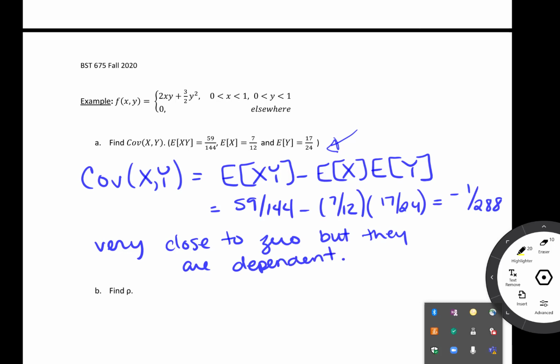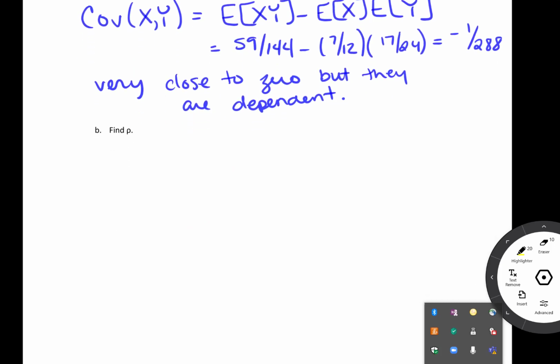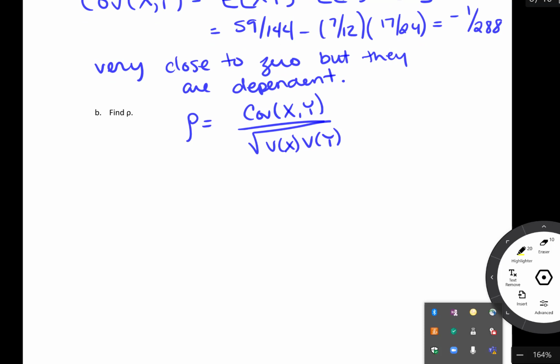We could also find the correlation for this example. Note here that the correlation is equal to the covariance, which we just found, divided by the square root of the variance for x and the variance for y. In order to solve this, we are going to need the variance for x and the variance for y. We've seen in previous note sets how to find that. So I'm going to go ahead and give you these values, but I would encourage you as a good review to make sure that you can find the variance for x and the variance for y.